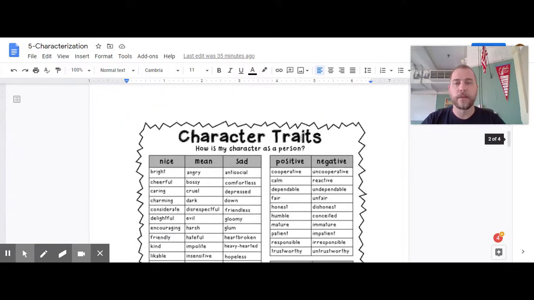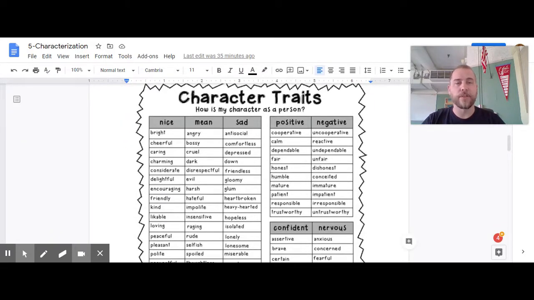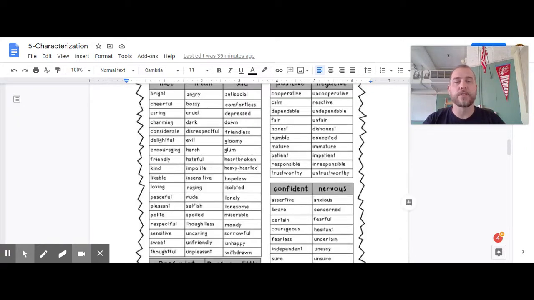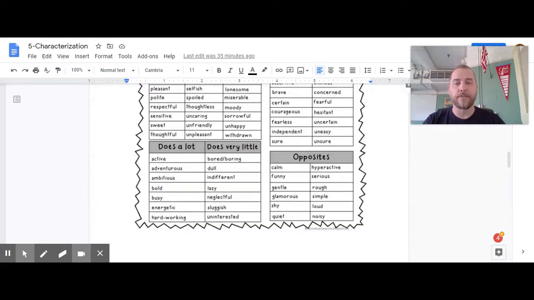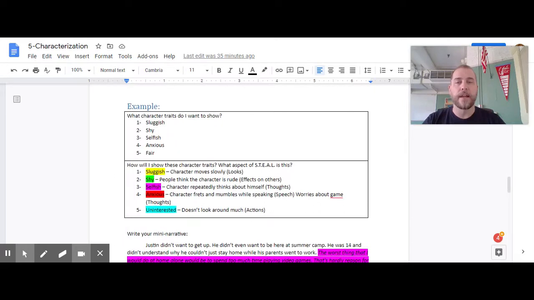So below here, I gave you a list of character traits. If you can't think of what character traits to put in your character, here's a list, and you can look at some of the character traits you can think of. I grabbed 5 off of this list, and I brainstormed, what character traits do I want to show for my character? And so I wanted to build a kind of negative character. So I said they were sluggish, shy, selfish, anxious, but also fair. Actually, I should have changed that, uninterested, but let's change that now.